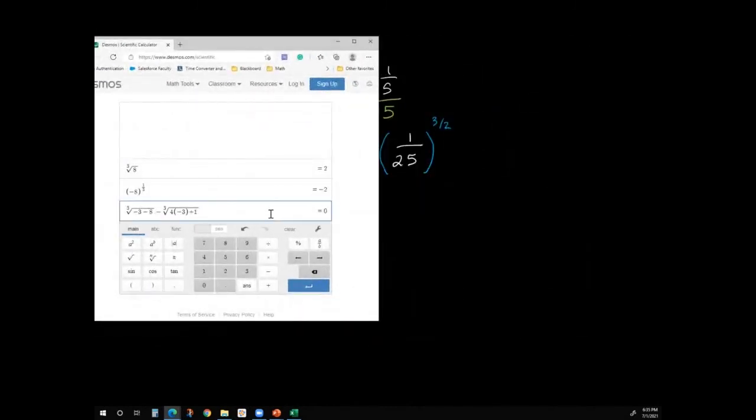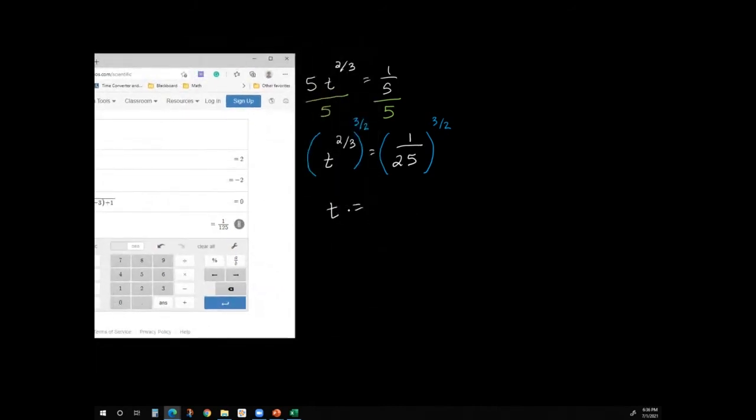So I'm going to bring up Desmos here, get a new line, and I'm going to do 1 over 25 and then the 3/2 power. It gives me this decimal, but at least I can convert it to a fraction. It gives me 1 over 125. I think this is a much easier way to solve this, because now I know t is equal to 1 over 125.